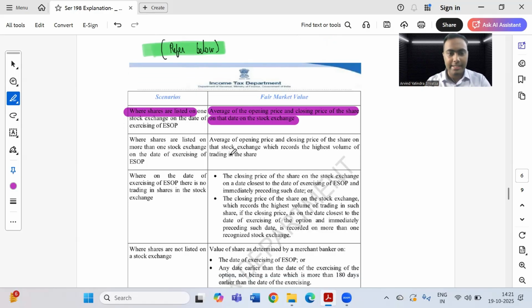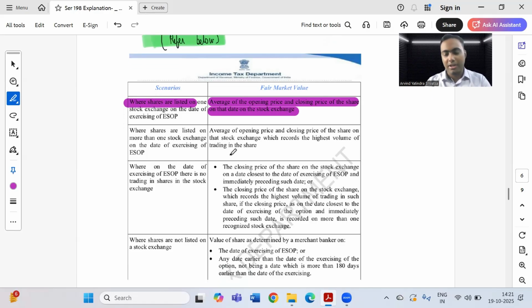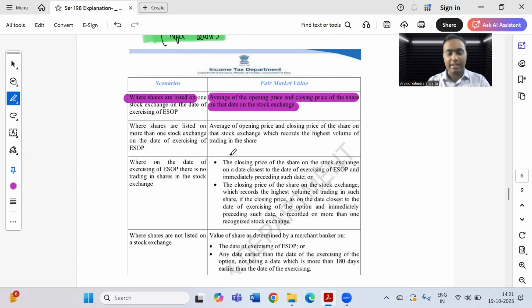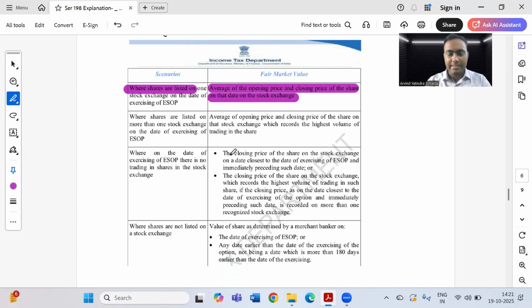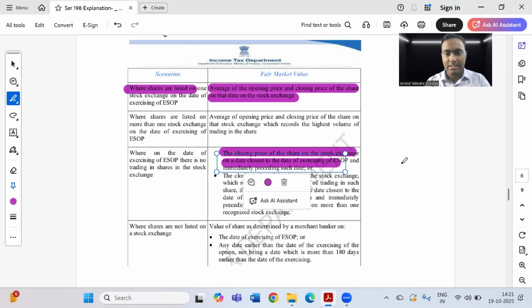Next, where on the date of exercising the ESOP there is no trading in shares on the stock exchange. For example, let's take today, 19th of October. Today is a Saturday and the stock market is obviously not functioning. So the rule says to take the closing price of the share on the stock exchange on the date closest to the date of exercising the ESOP and immediately preceding such date. So we take yesterday's fair market value, that is 18th of October, because 18th was a Friday and the stock market was working.